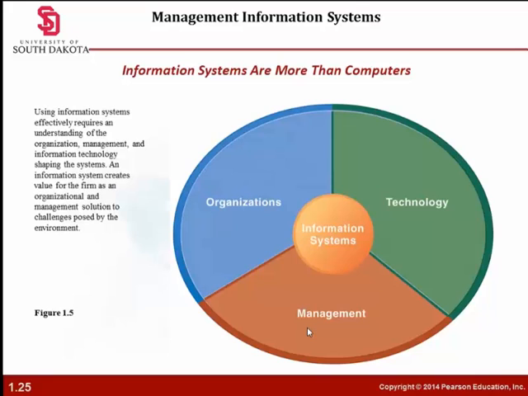These three themes, management, organization, and technology, will reappear throughout the book. Understanding the interaction among these factors in information systems is known as information system literacy. Knowing how to optimize the relationship between the technology, organizations, and management is the purpose of this book and this course.